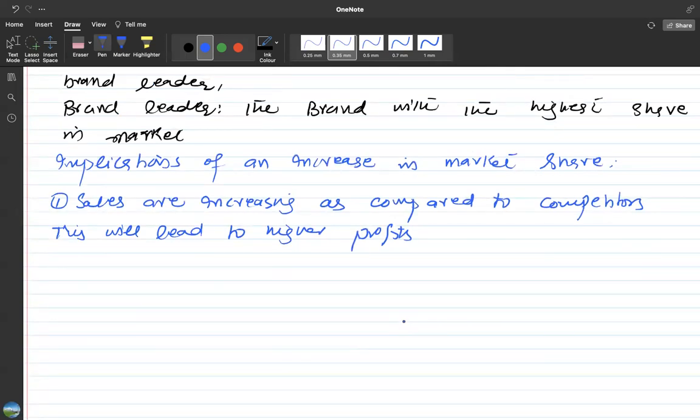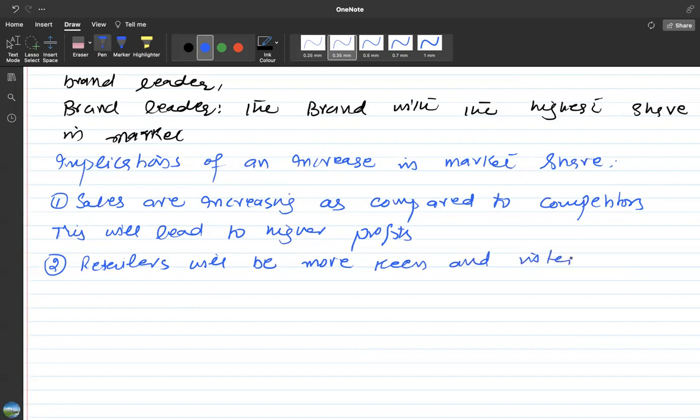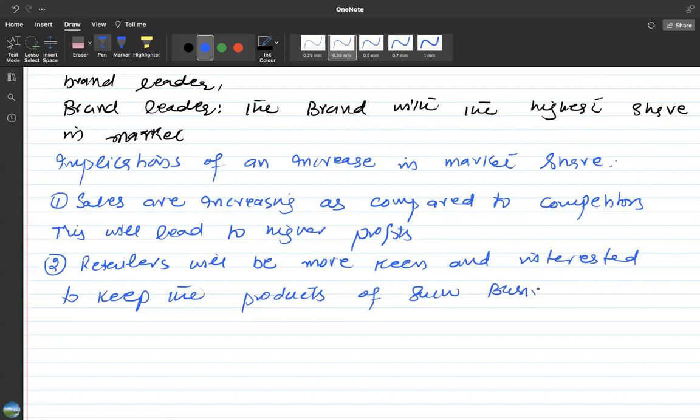Secondly, retailers will be more keen and interested to keep the stock and sell the items of such a business whose sales are continuously increasing, that is becoming a larger brand and brand leader.